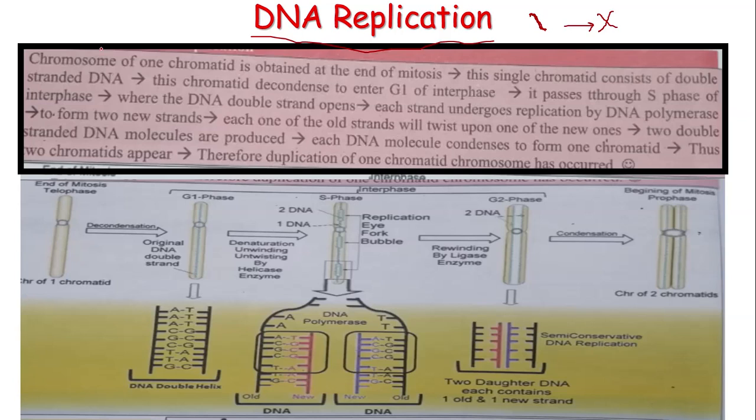Let's see the stages of this DNA replication. أول شيء the chromosome of one chromatid is obtained at the end of mitosis. We all know that at the end of mitosis بيصير في عندي two daughter cells, okay, two daughter cells made up of 46 chromosomes, each chromosome made up of one chromatid. This single chromatid consists of double stranded DNA. As we have said, the single chromatid, one chromatid is made up of double stranded DNA.